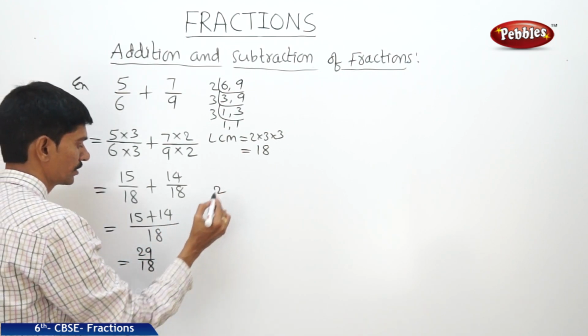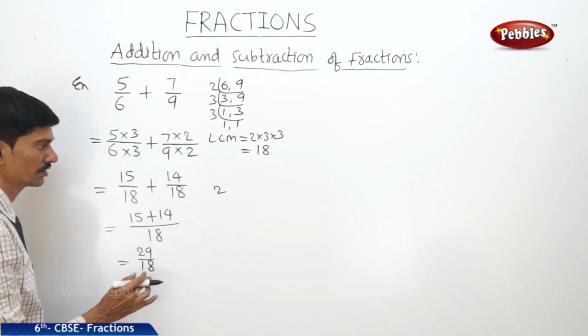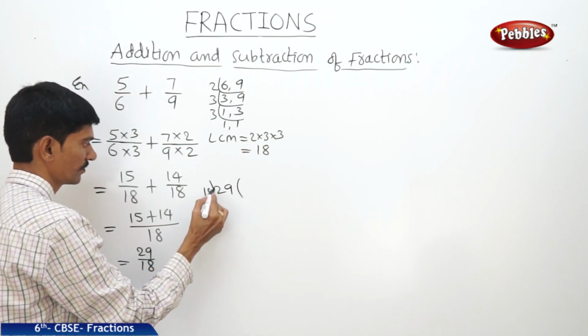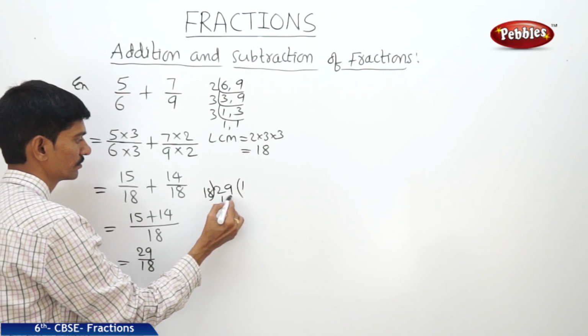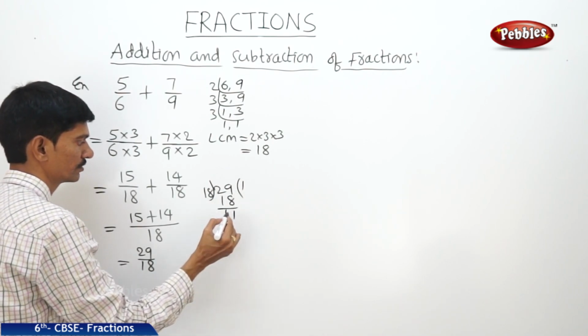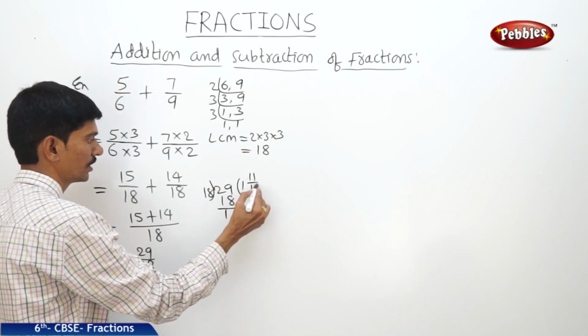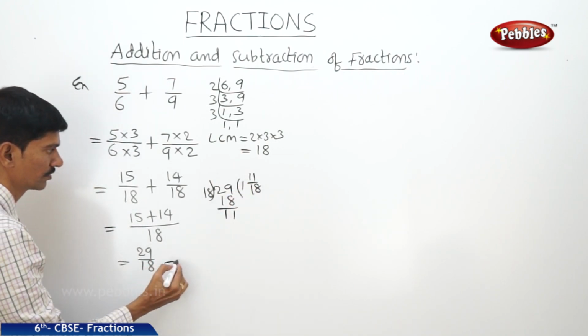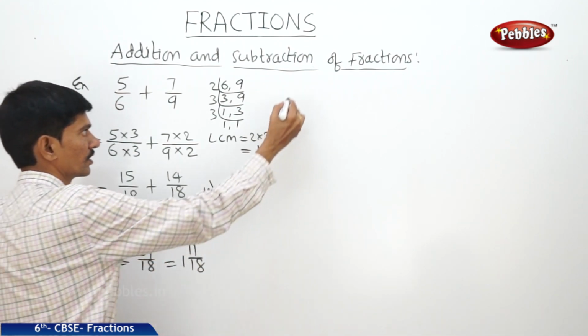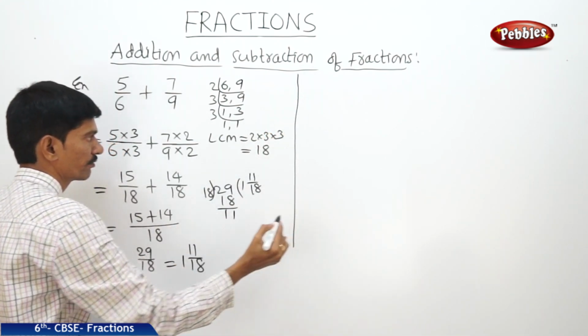Now if we write the improper fraction as a mixed fraction, 29 divided by 18: 18 1s are 18. So 9 minus 8 is 1, 2 minus 1 is 1. So 11 by 18. So this equals 1 and 11 by 18. Now let us see an example for subtraction.